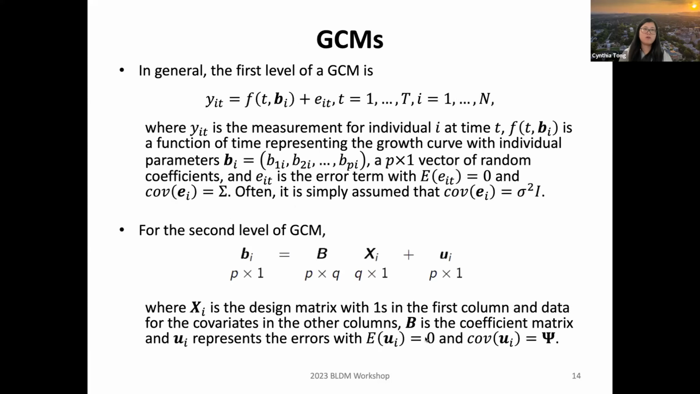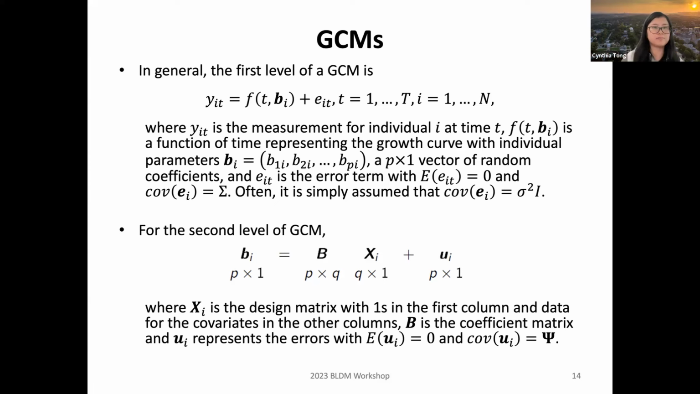In general, the first level of the growth curve model is not necessarily linear, so it can be specified as Y_it, a function of time and latent coefficients, plus the within-person measurement errors. Again, Y_it is a measurement for individual i at time t, and this function f is a function of time representing the growth with individual random coefficients.